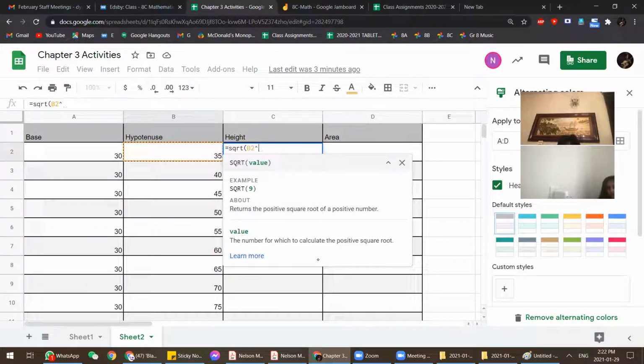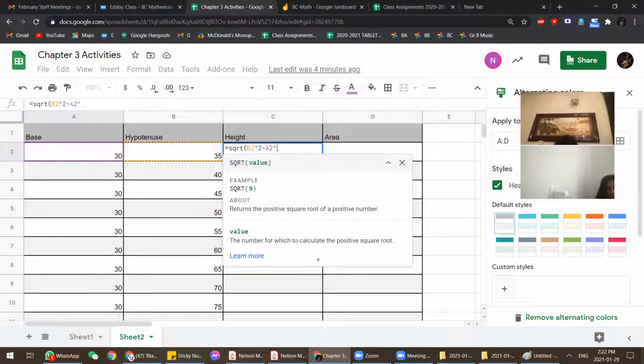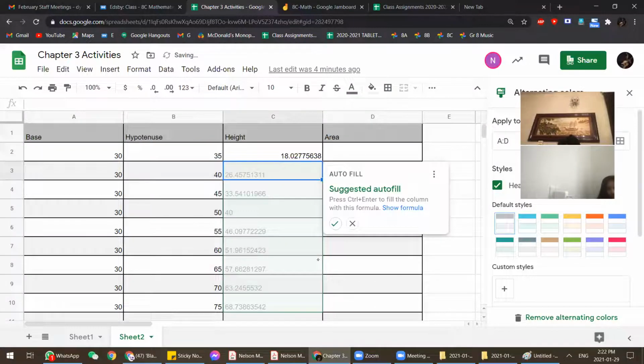Okay, that thing. Okay, 2 minus. I'm just gonna write, press left arrow. Okay, base squared. Shift 6 and then 2, and then close bracket. Enter. That's it.